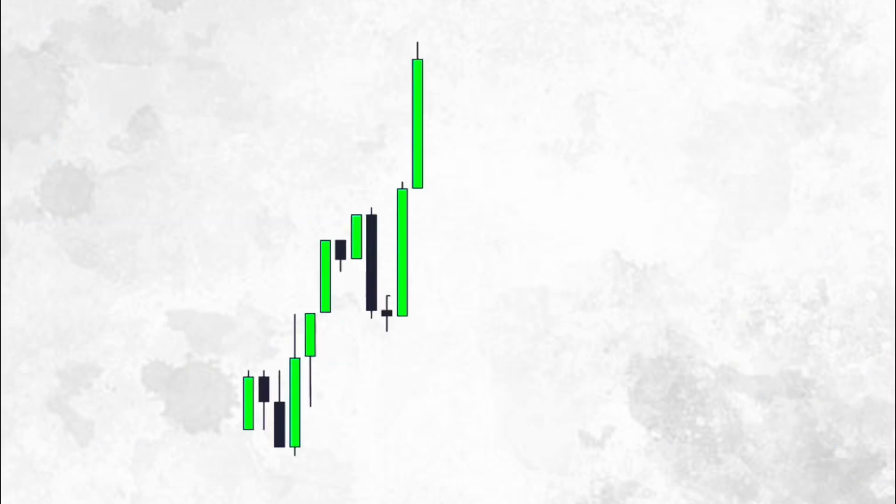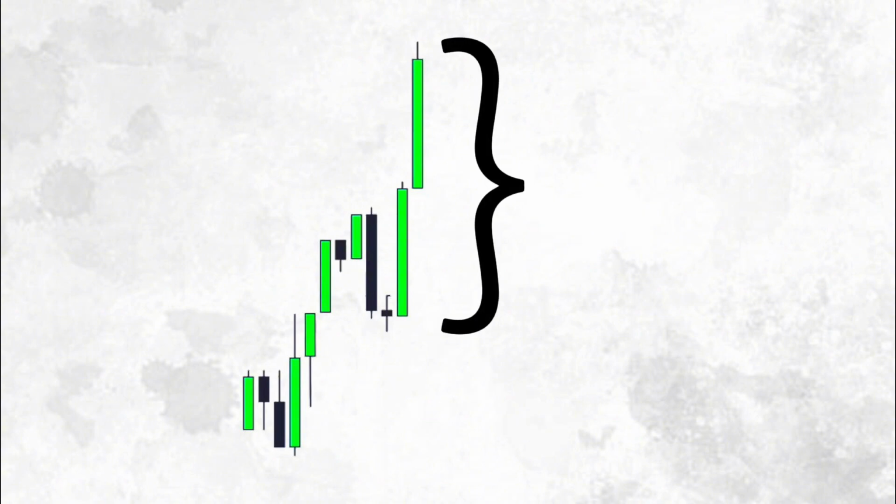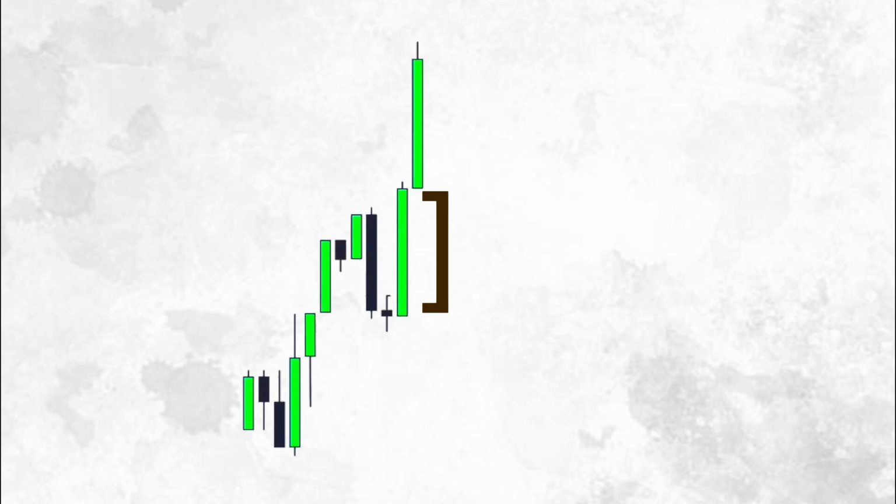In identifying fair value gaps, a three candlestick structure is formed in the market. The middle candle serves as the key candle used in identification of fair value gap. At the same time, the first and third candles help define the gap's boundaries. An ICT trader focuses on the relationship between the first and third candle.